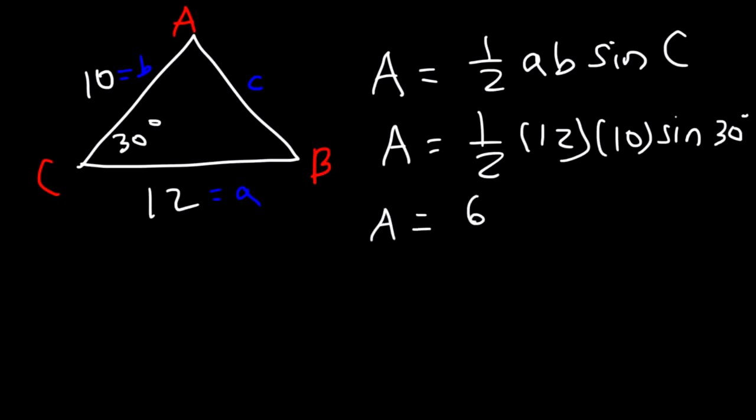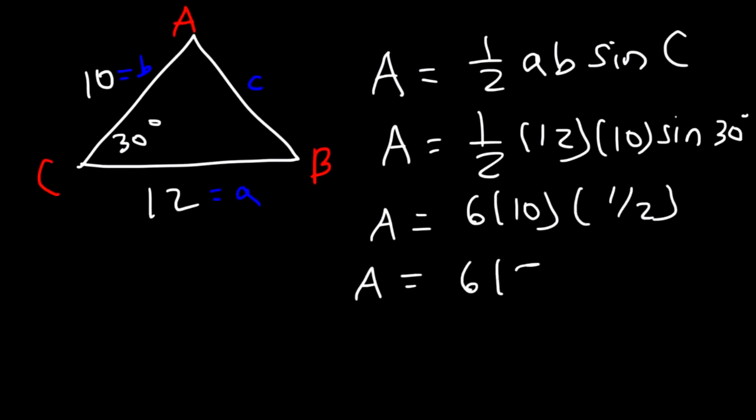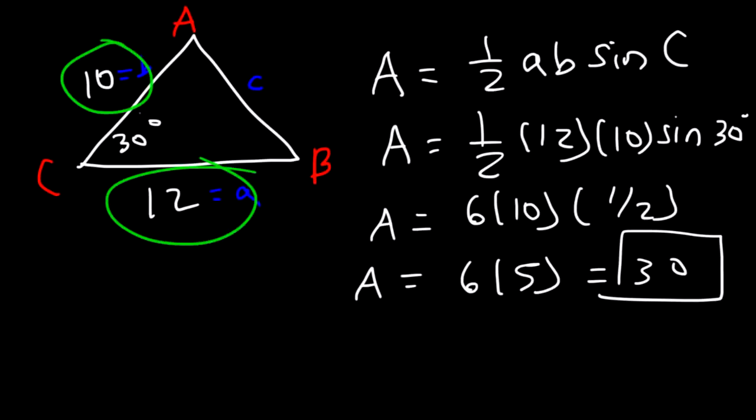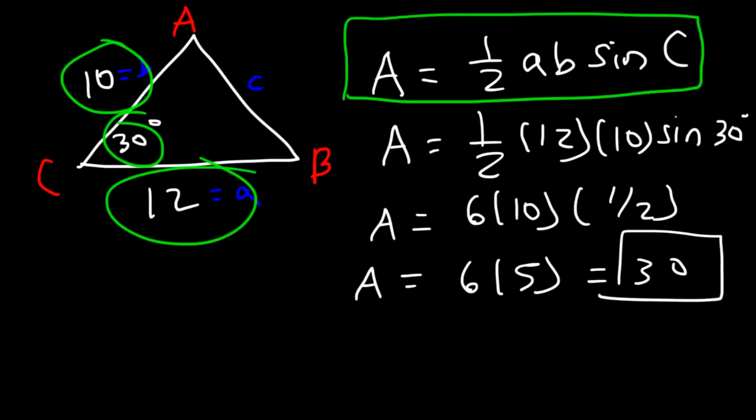Half of 12 is 6, and sine 30 is 1/2. Half of 10 is 5, and 6 times 5 is 30. So that's the area of this particular triangle. So if you have two sides of a triangle and the included angle, you can use this formula. This works even if you do not have a right triangle.